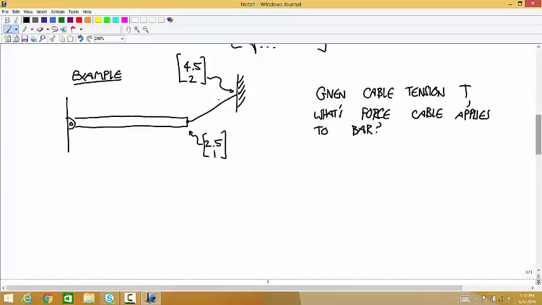Well, we know that the force that the cable applies to the bar is parallel to the cable, and it's acting away from the bar. So we know that it's directed like this. And so what we need to do is, we know that it has a total force magnitude of T. We need to figure out a unit vector in that direction so that we can multiply it by T to express the total force vector.